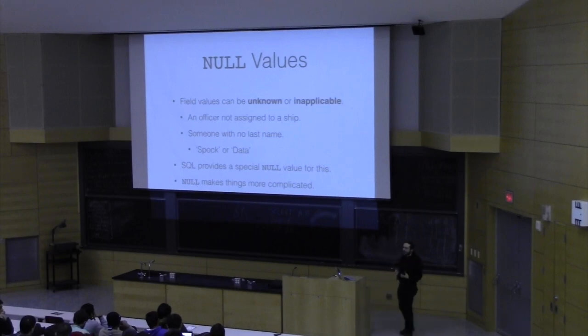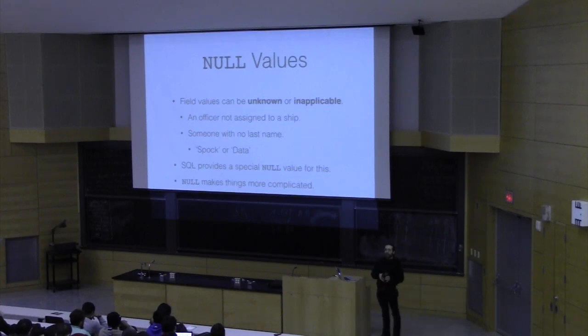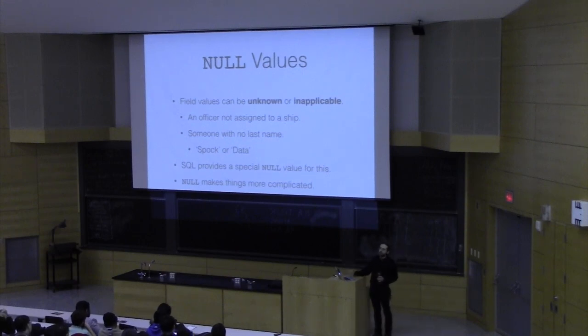There are some cases where there are data values that, for whatever reasons, cultural or anything, don't quite mesh with the schema that you're working with. So for example, I might have an officer that isn't assigned to a ship. SQL has a mechanism for dealing with this called a null value. A null value makes things quite a bit more complicated. In the interest of simplicity, I haven't gone into this, but it's something you should be aware of.